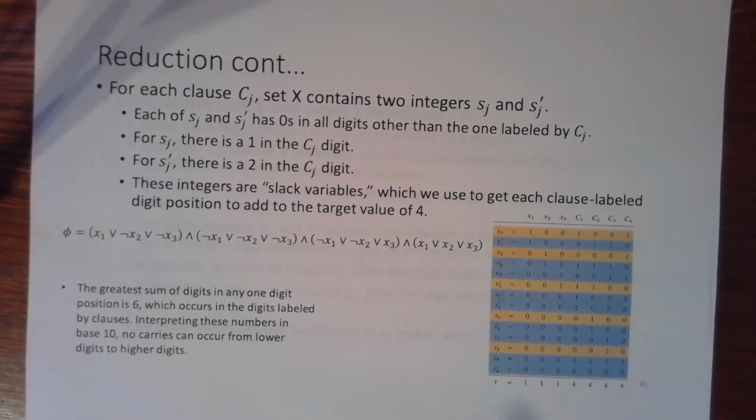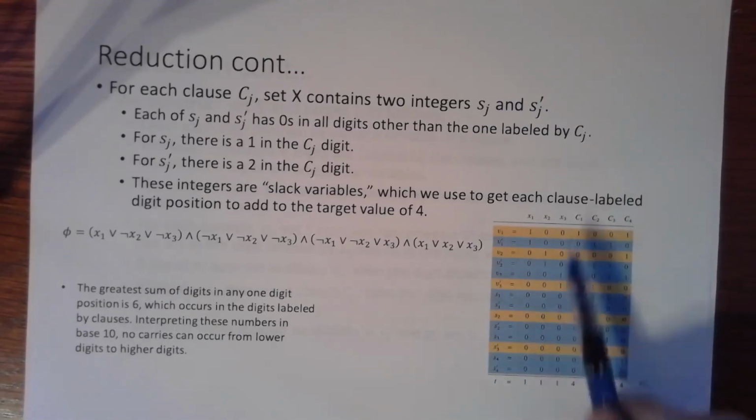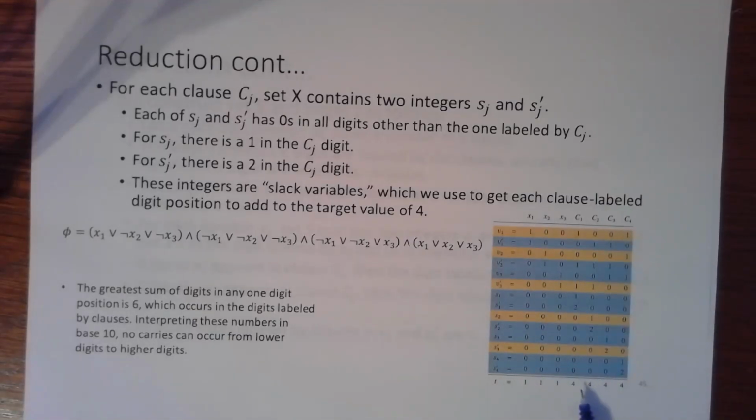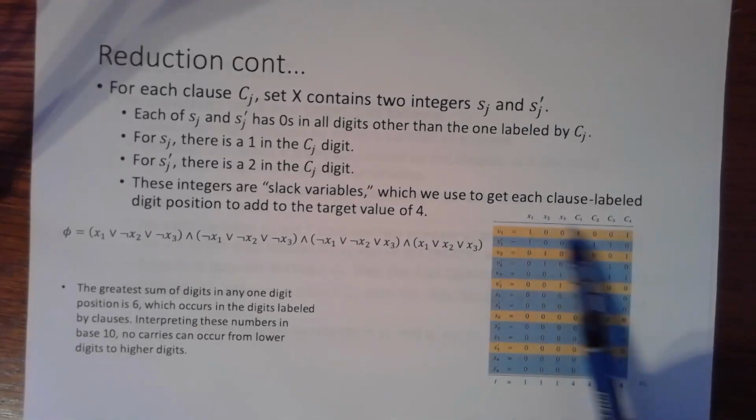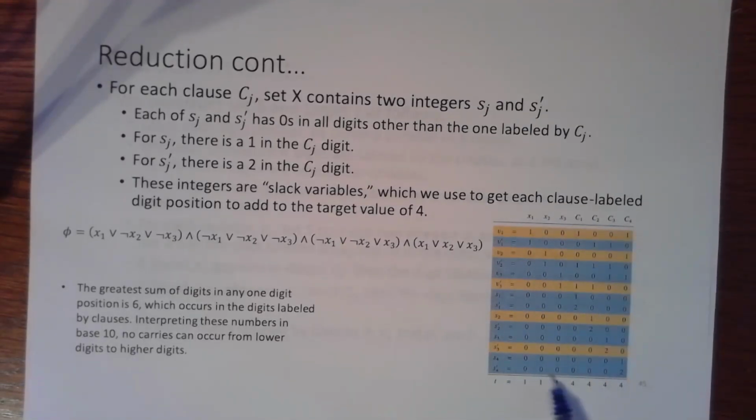And then we also have a T value. This is the target that we're trying to make. There's a 1 in the places that are associated with the variables, and there's 4s in all of the places associated with the clauses. So the target number that we're trying to make is 1, 1, 1, 1, 4, 4, 4, 4. Depending on the number of variables and the number of clauses, we'll have a number of 1s followed by a number of 4s.